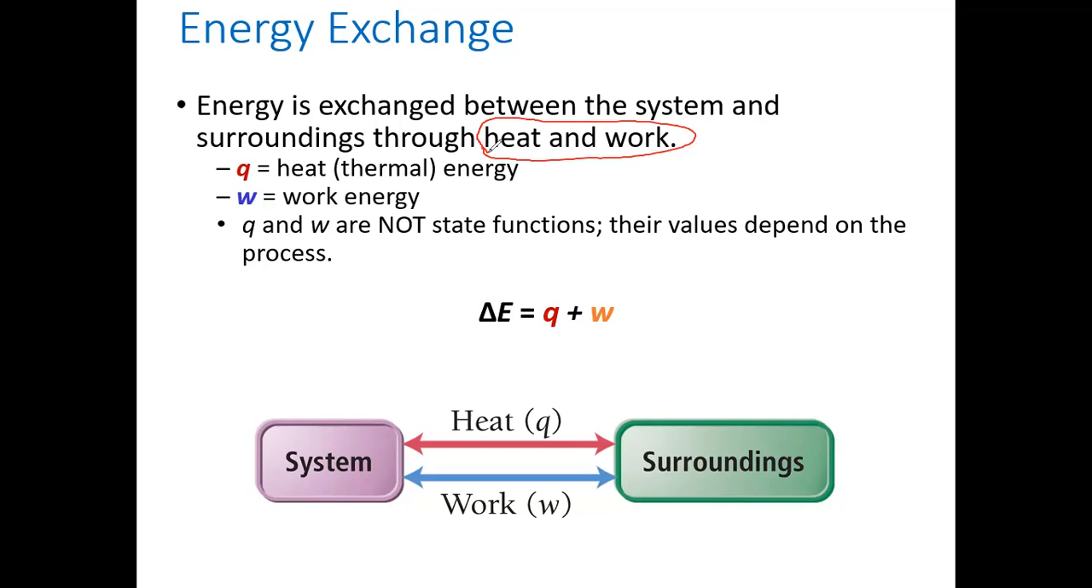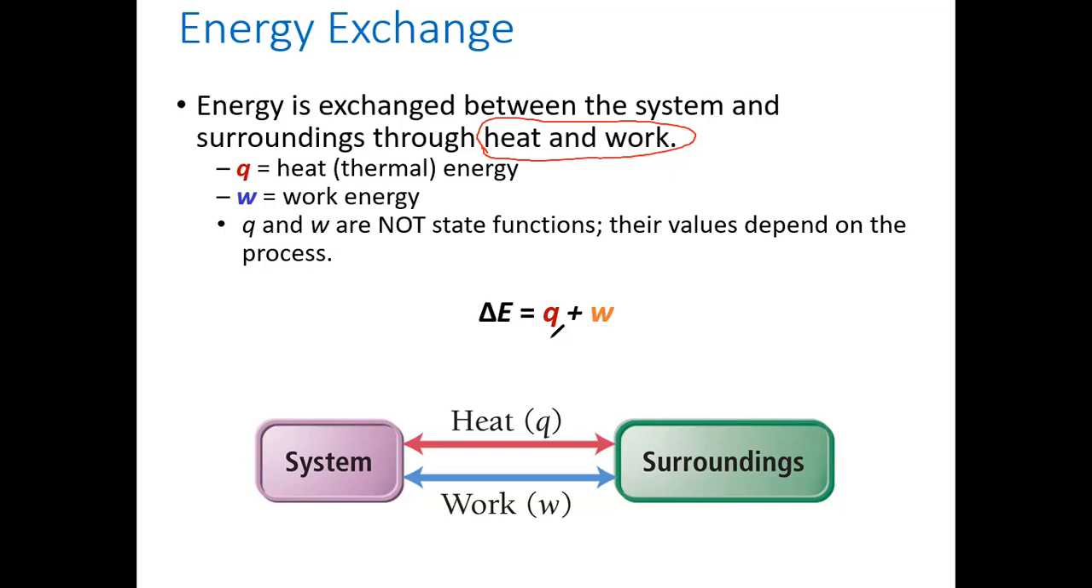I told you that heat and work are how we transfer energy. Okay, so Q is going to be the abbreviation for heat energy or thermal energy, same thing. W is going to be for work energy. Q and W are not state functions, so their values depend on the process. One way you can tell something is not a state function is I don't include a delta in front of it.